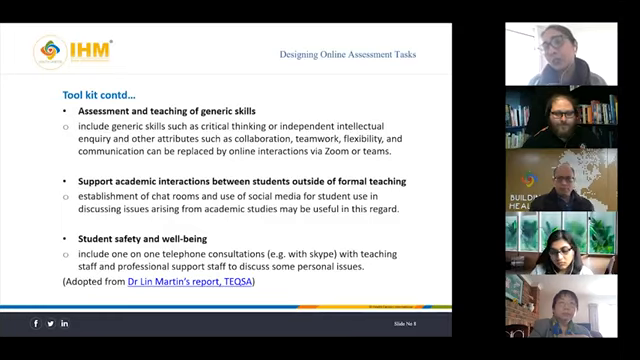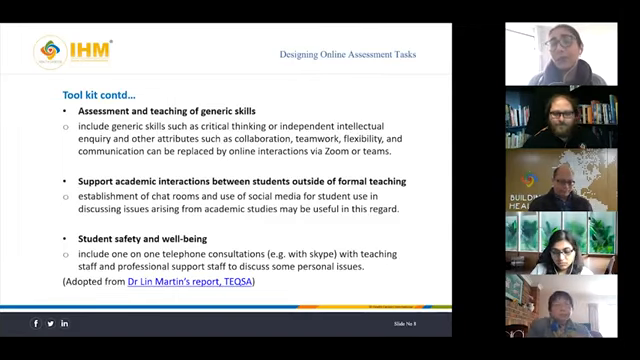They still continue to be used in online interaction environments as well. Second point is to support academic interactions between students outside of formal teaching. So apart from the tutorial session environment, we are establishing, as most of the other institutes are, chat rooms or Teams or use of social media for students to discuss such issues arising from academic studies.